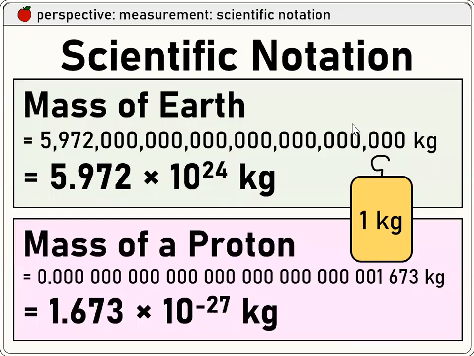Okay, so scientific notation. Here's a good way of expressing either extremely large or extremely small numbers, many orders of magnitude large or small. Another thing scientific notation is good for is to clearly establish how many digits of precision we have. For example, the mass of the Earth. We got 5972. Those digits are known values, and a lot of these zeros are just placeholders.